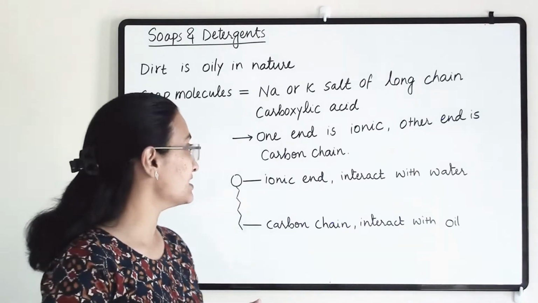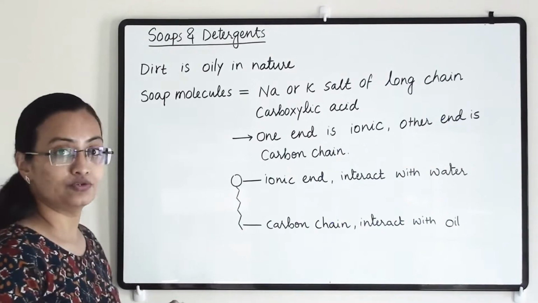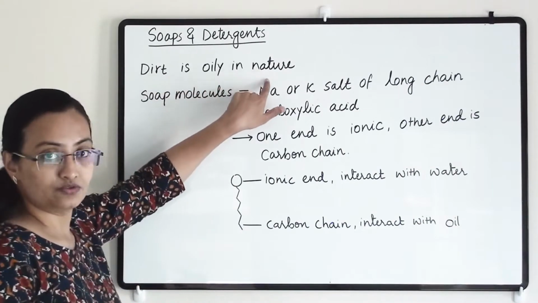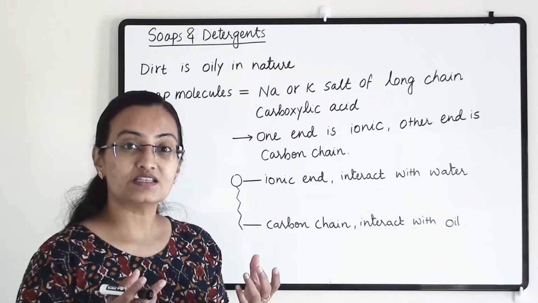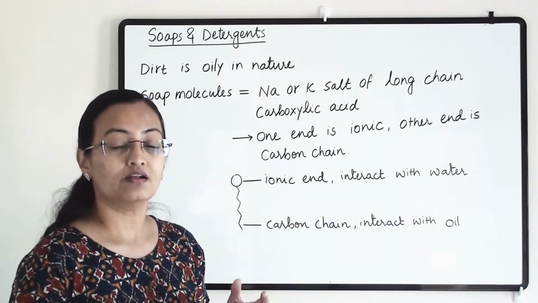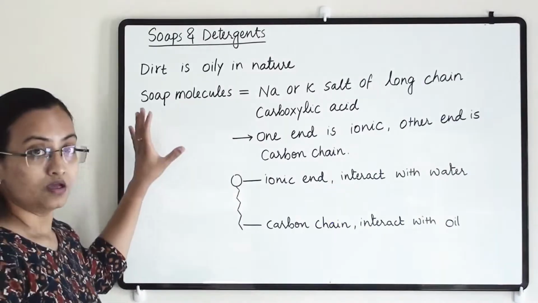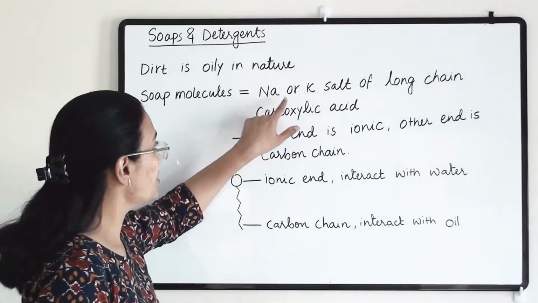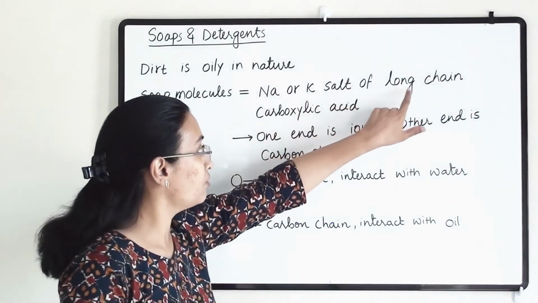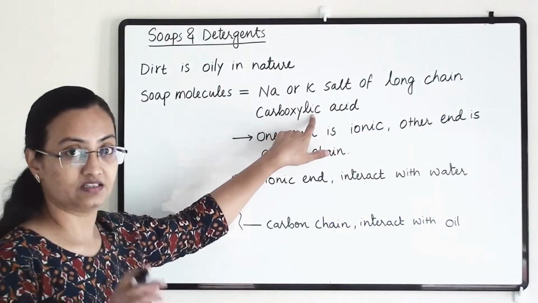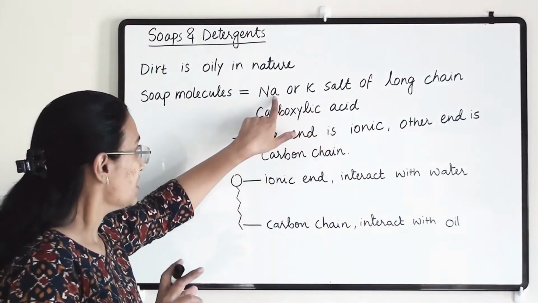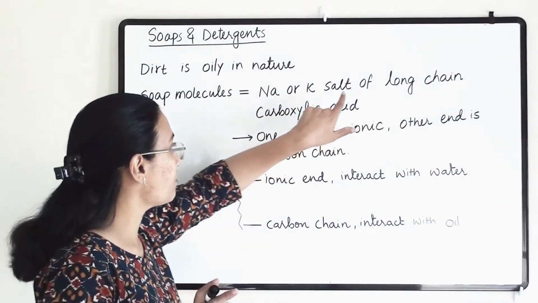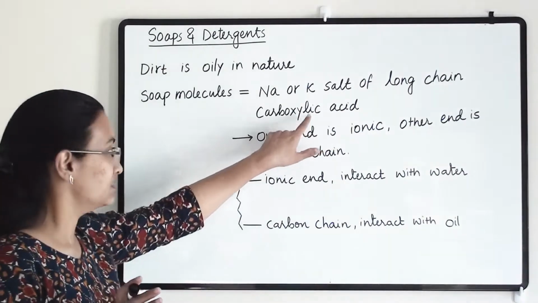So let us understand how the soap molecule does that. First of all, dirt is oily in nature. Whatever dirt sticks on the clothes is oily in nature. Now the soap molecules are sodium or potassium salts of long chain carboxylic acids.